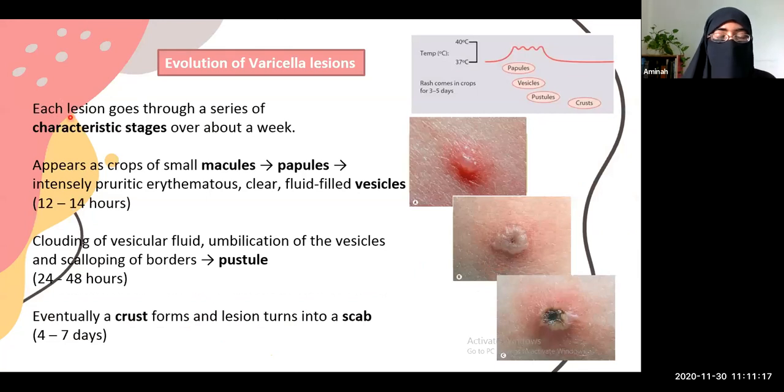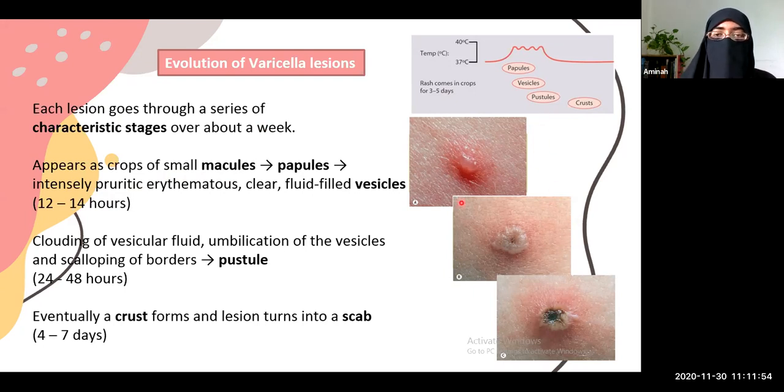Okay, so new lesions keep coming up for about a week or less, and each of these new lesions needs to go through a series of characteristic stages. Initially it begins as small macules, which are patches of discoloration of the skin, and then it progresses to the papular stage, which are small red bumps, sometimes itchy, and then it becomes vesicles, as you can see in the picture here. It's thin-walled and filled with a clear fluid. It's going to be very itchy.